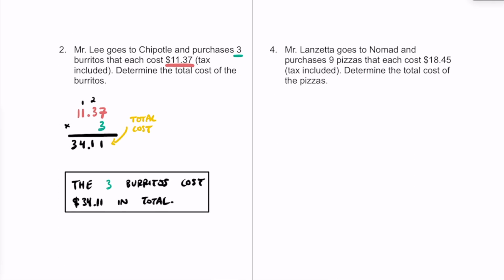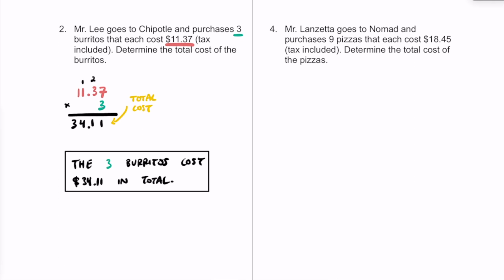Here's a fourth example. In number 4, Mr. Lanzetta goes to Nomad Pizza and is going to purchase 9 of these pizzas that each cost $18.45 each with tax. Let's go ahead and determine the total cost of the pizzas. Alright, so it looks like we're buying 9 of the same pizzas, very similar to the last examples, and each of these pizzas is going to be $18.45. So if each one is $18.45, and we're going to be buying 9 of them, let's just multiply $18.45 times this 9.